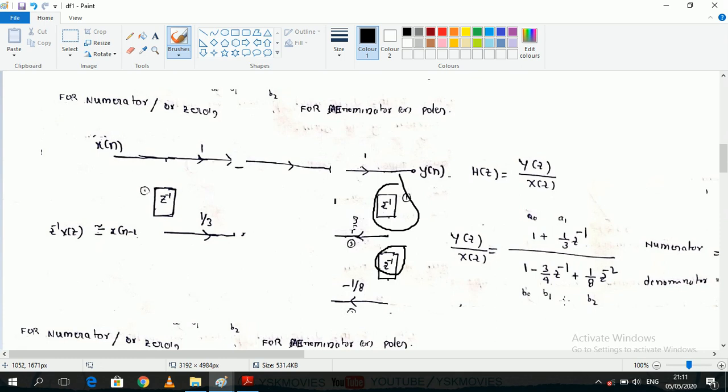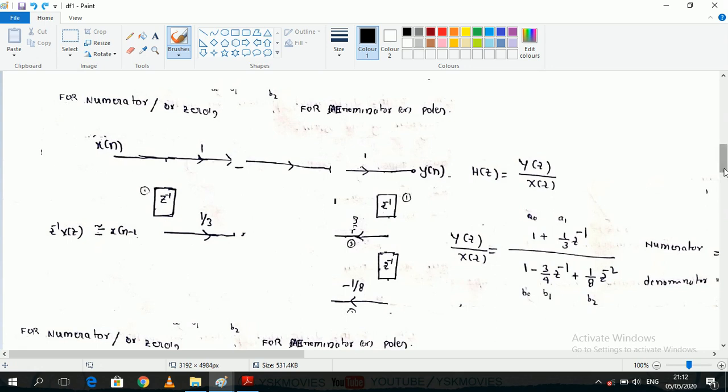But you must remember that the first thing is z power minus 1. Here z power minus 2, but we are not writing z power minus 2. It's enough to write z power minus 1 only. If there is a b3, again you have to write z power minus 1. One more filter we have taken. Up to here this is like y of n minus 1, up to here y of n minus 2. That is the reason why we are taking z inverse only.